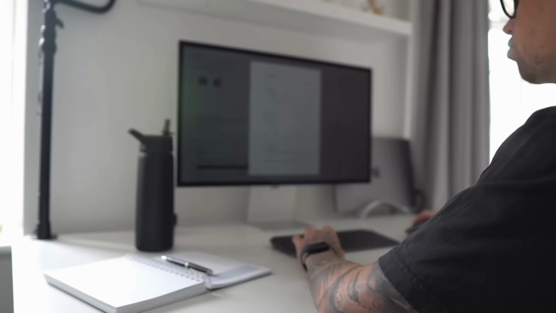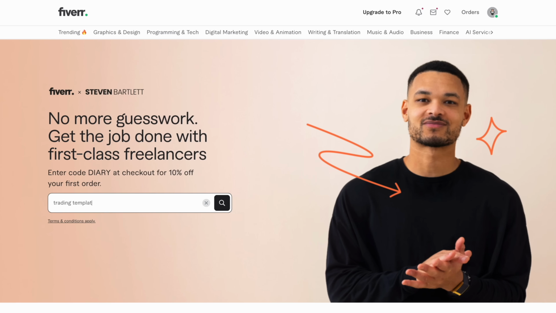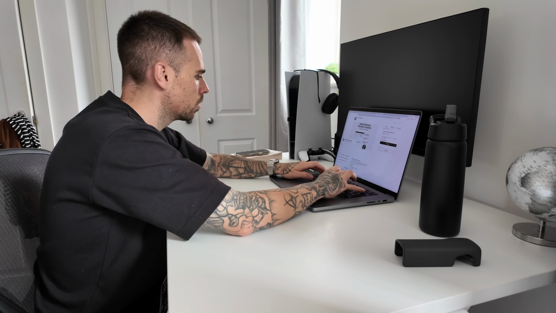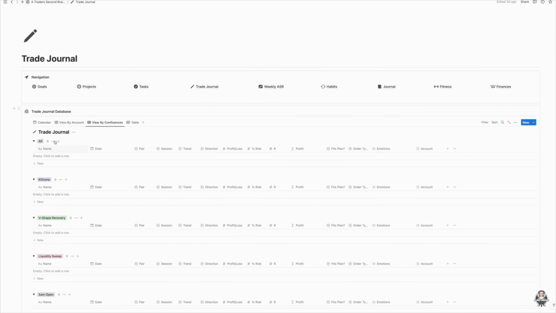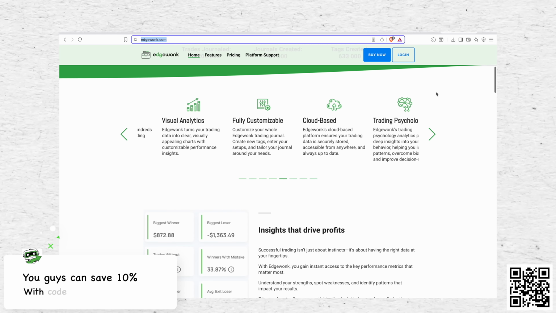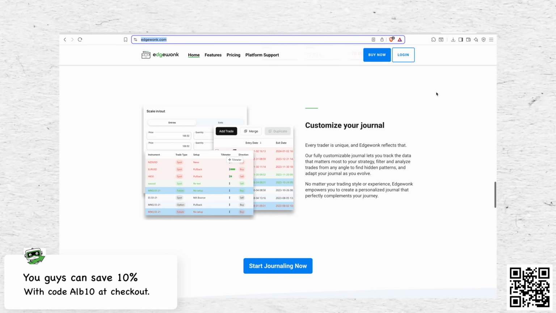The answer's no. I've tried it all. Excel, Google Sheets, Notion templates. I've even paid developers to build me my own system. But the issue is, because of the limitations of these platforms, you can only ever track surface level stuff, which means surface level results. So I've actually started using Edgewonk recently, and I have to say I'm blown away by just what they offer, the things that they do.